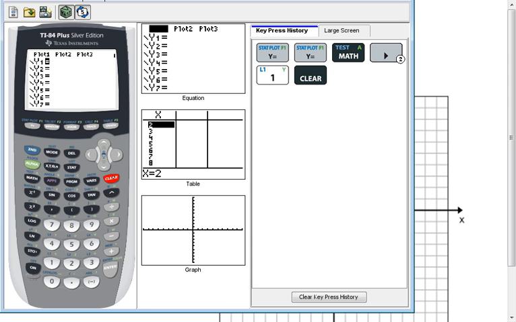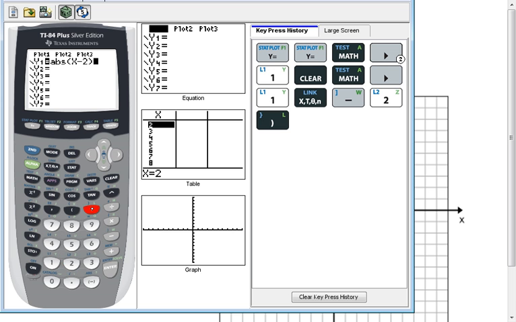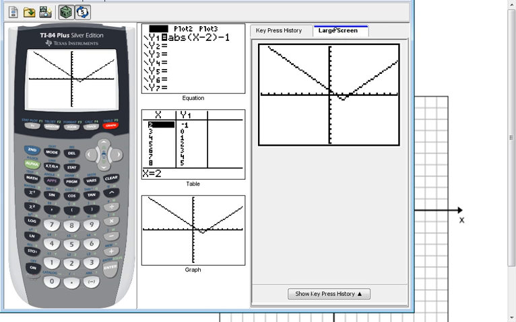And somehow I must have pressed the wrong button. So let's try that again. Math, over to number 1. There we go. The absolute value of x minus 2, I want to close my absolute value now, and then minus 1. Okay, if you hit graph, this is what it will look like. Okay, so you can do that.